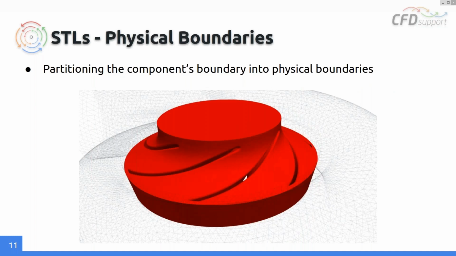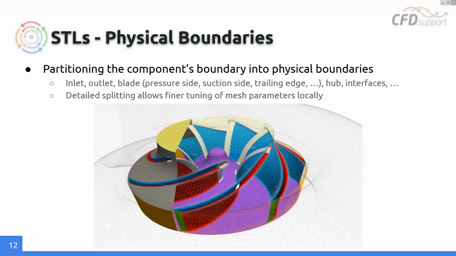Now if we focus on a particular component, the component has to be split into physical boundaries, because in CFD at least we have to prescribe what is the inlet, what is the outlet, what are the walls, which are rotating, which are not rotating, which are moving, and so on. So it is not enough to have one STL for one component, but we need several STLs following the splitting of our geometry, basically the splitting for prescription of different boundary conditions or boundary types.